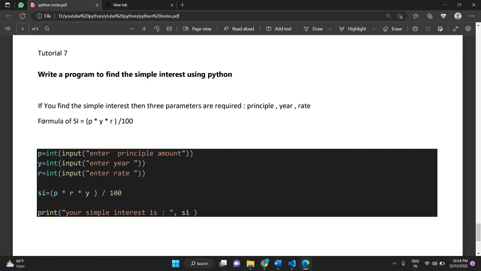Now, what is the simple interest formula? The simple interest formula is P multiplied by Y multiplied by R, divided by 100. That means P is the principal, Y is the year, and R is the rate.